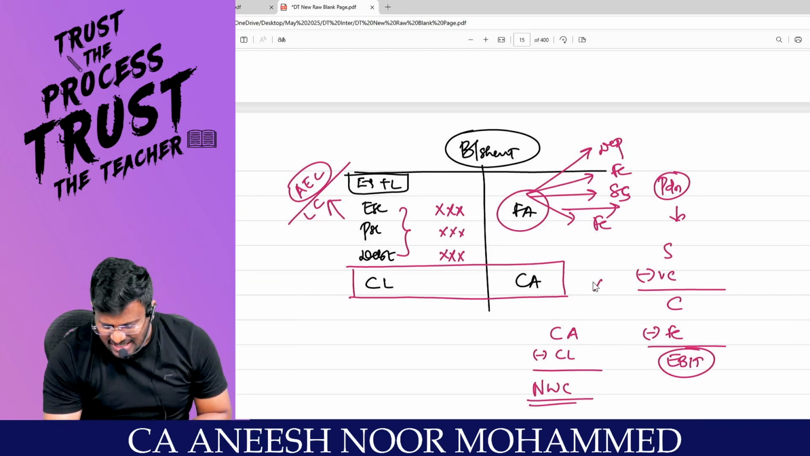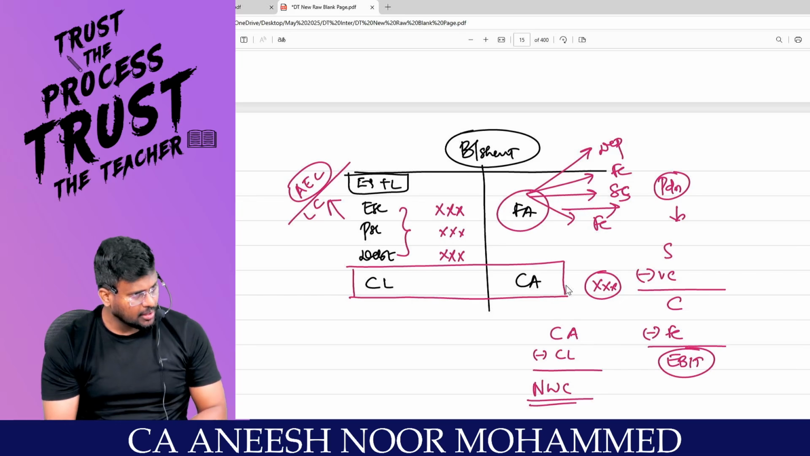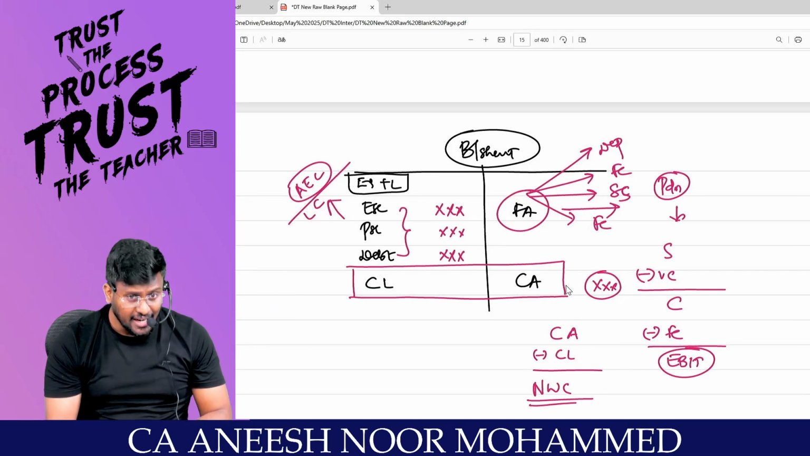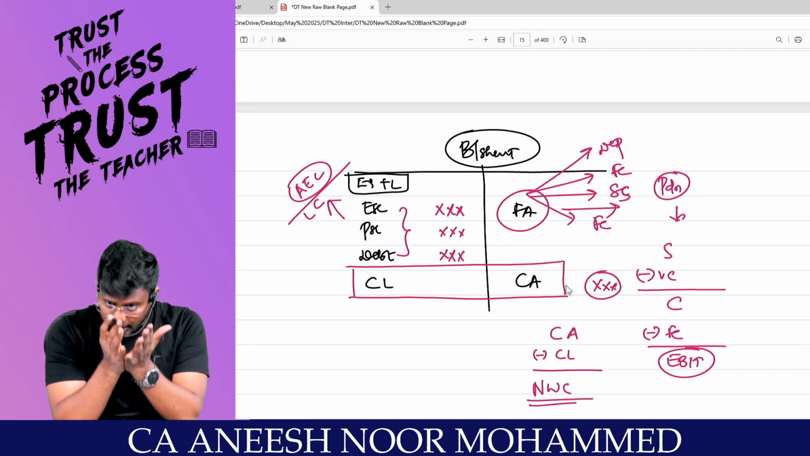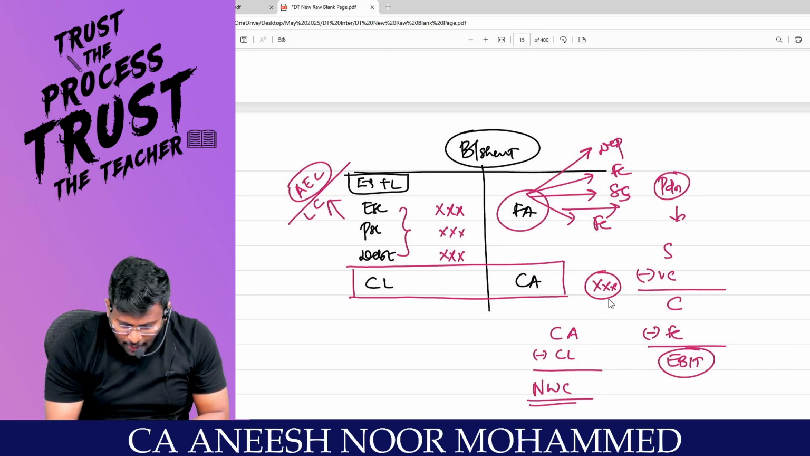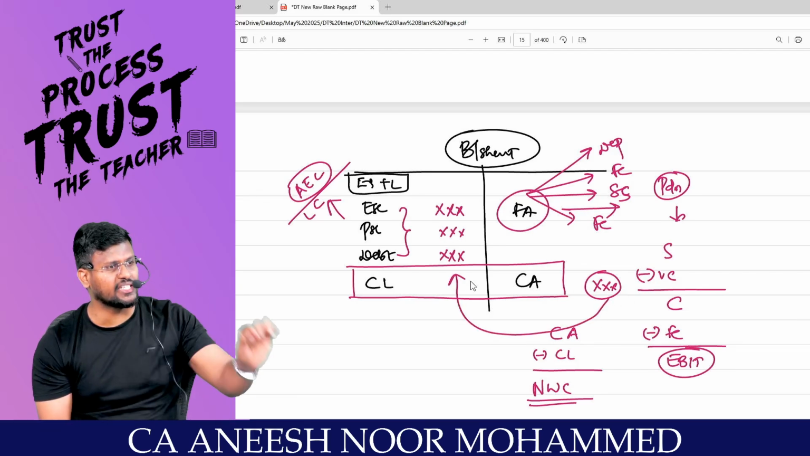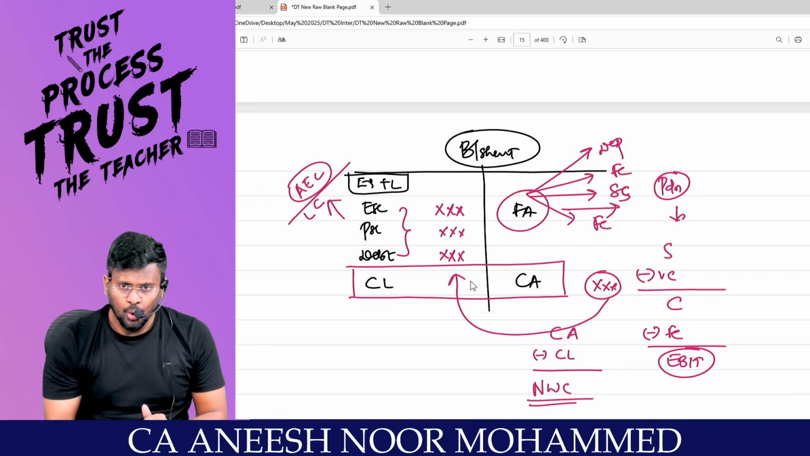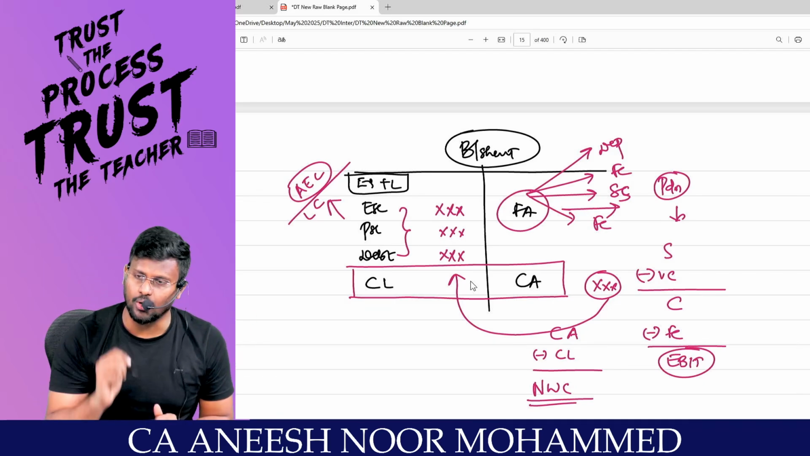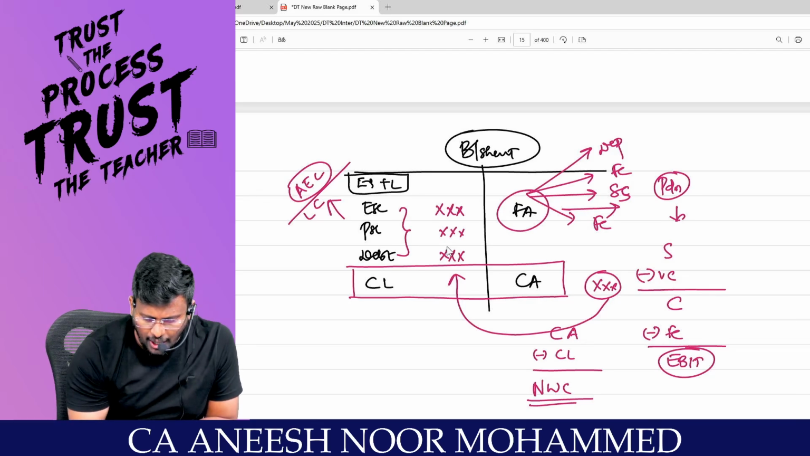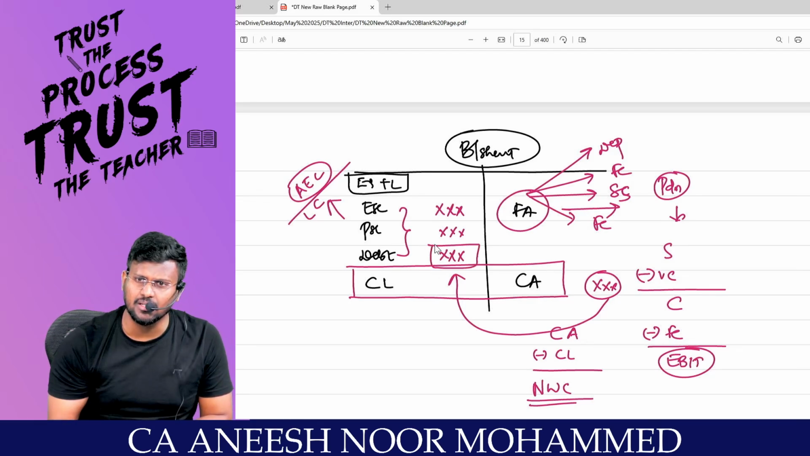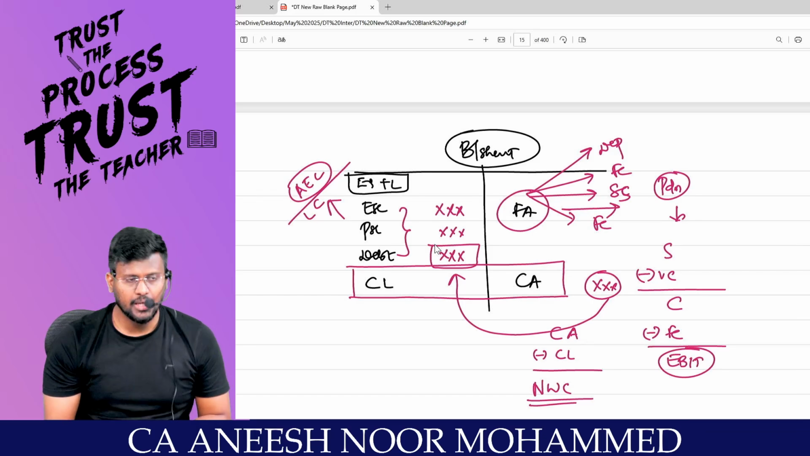So the asset side of the balance sheet will generate EBIT. With that EBIT, you will pay to the liability side of the balance sheet. First, who gave you funds? Debenture holders. For them, you have to pay interest. So from the EBIT, first you pay the interest. What is the balance available? EBT.